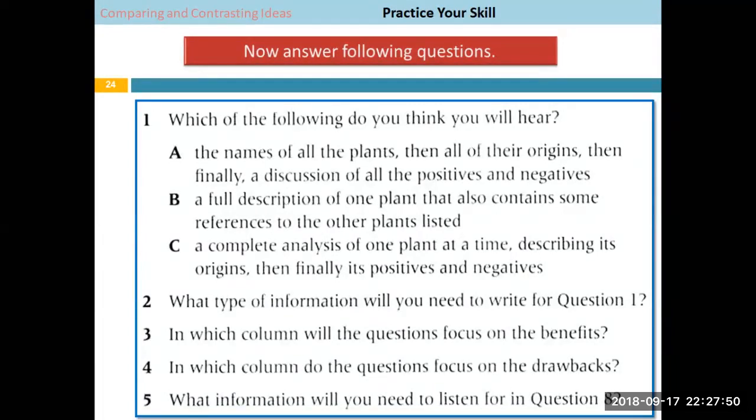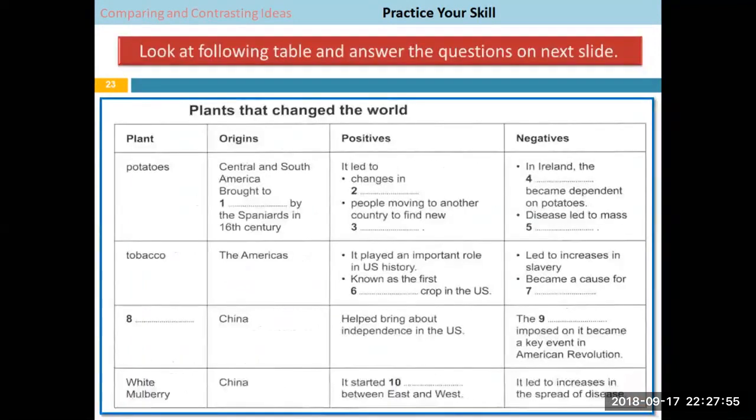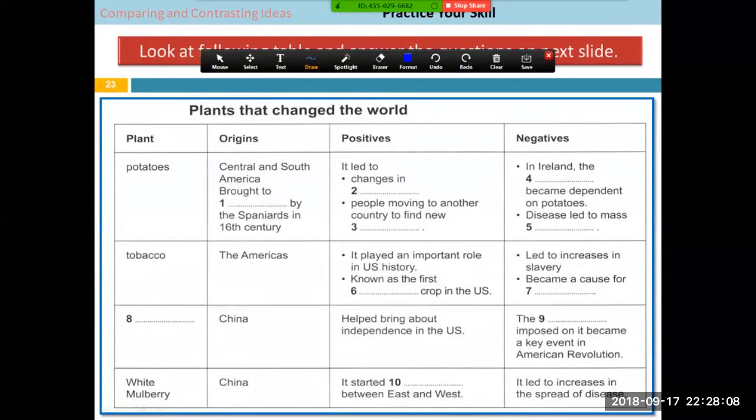What type of information will you need to write for question number 1? I'm going back. Central and South Africa, brought to dash by this. I mean, these are two different points. You have to figure out that origin was Central and South Africa. This is 1 point. Potatoes originated from this place. And then this is the second point. And it was brought to which place? Yeah, very good. Name of a place, right?